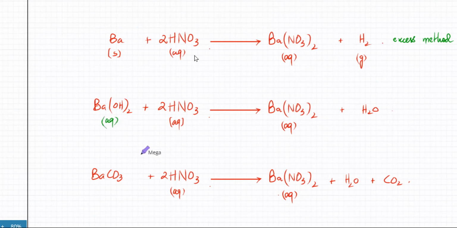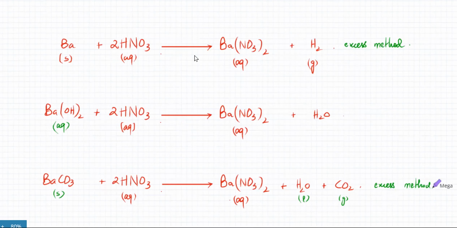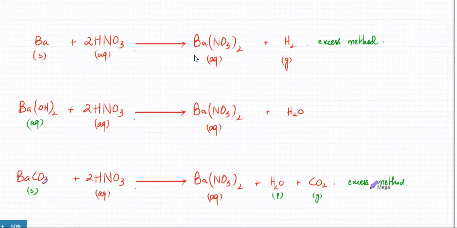And the last one is carbonates, which are insoluble, so this one is a solid. It is written there that carbonates are mostly insoluble except for group 1. This is not group 1. This one is a liquid and this one is a gas. So the last one is also the excess method. So that is also the excess method. The middle one is the one that is going to be titration. So the middle one is where titration would be used as a method for preparation.